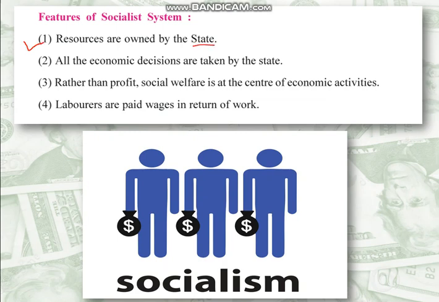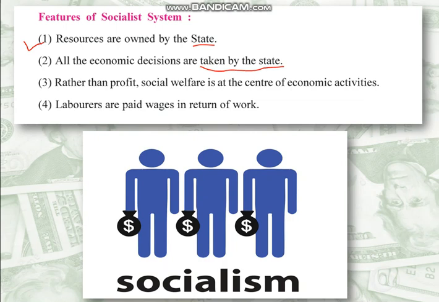All the economic decisions are taken by the state. All the economic decisions means how much product is to be produced, when it is to be produced, why it is to be produced, and who will be the people benefited. All these decisions are taken by the state. No private individual is involved in it.